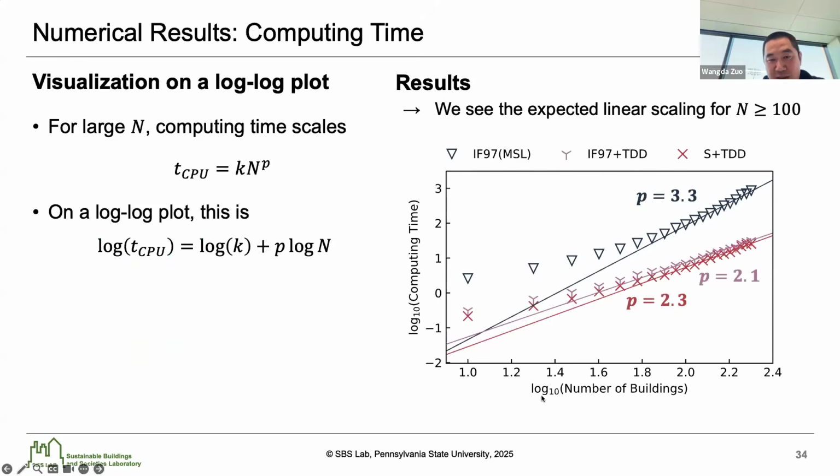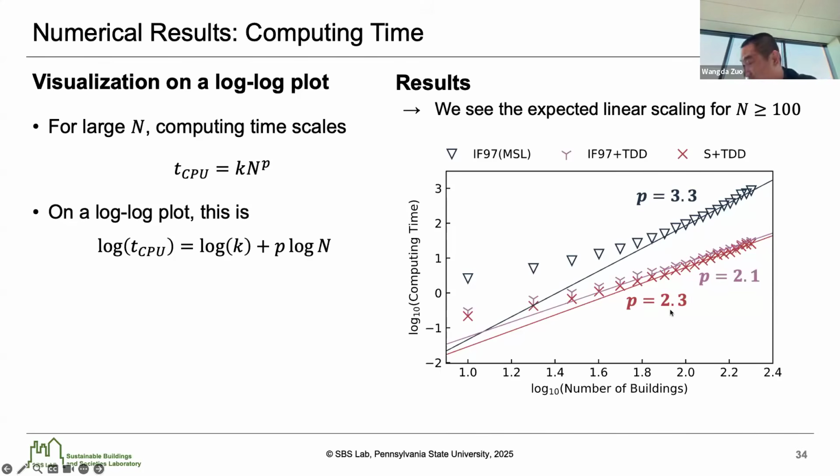X is the number of buildings in the log scale. The Y is the computing time. So you can see using the IF97, we get a P equal to 3.3, and with the decoupling, we get a P equal to 2.1 or 2.3.